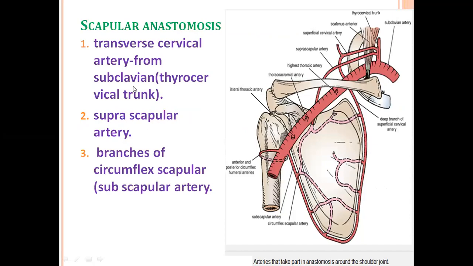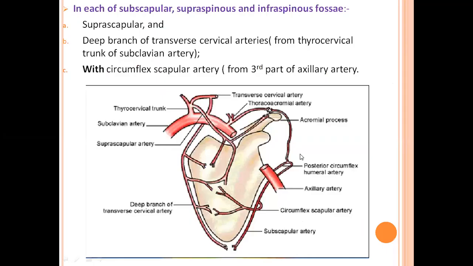You should know the 3 names when you talk about scapular anastomosis. The first artery is the transverse cervical artery, one of the branches coming from the thyrocervical trunk of the subclavian. Then you have the suprascapular artery, and then branches of the circumflex scapular artery. All these 3 arteries form a network around the scapula, so they form the scapular anastomosis.